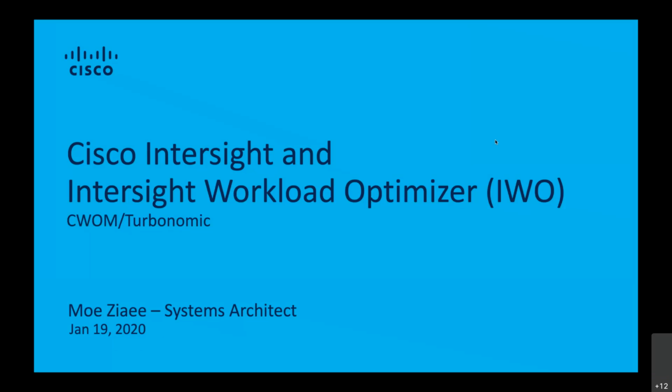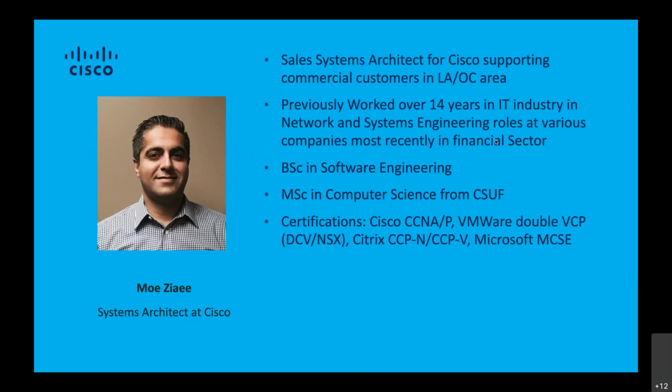So you may want to ask, what is my background, and how do I have the credit to talk about all this? I think it would be beneficial if I introduce myself better. I'm here at Cisco right now. I'm a systems architect, as I said. I cover the Atlanta OC area, mostly commercial customers.